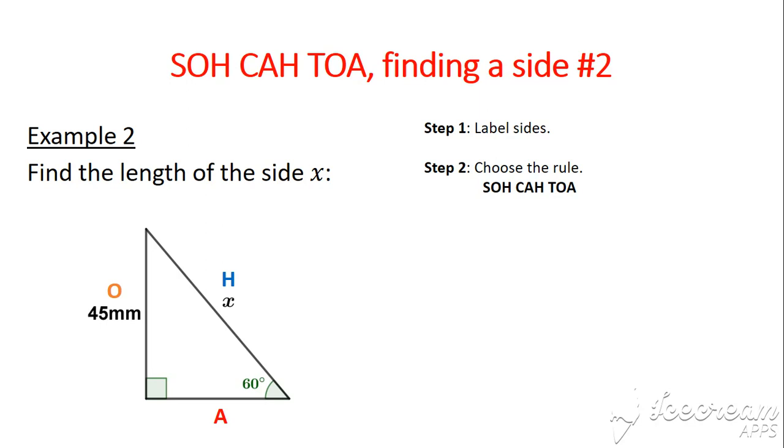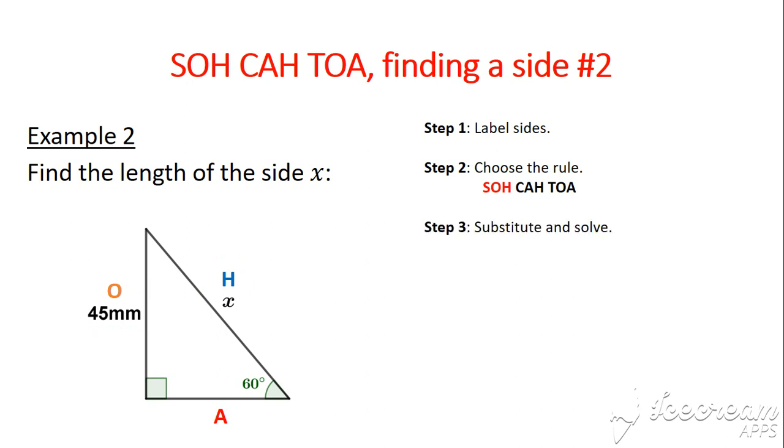Step 2, let's pick which of the following rules, the SOH, the CAH, or the TOA. And again, this is how to do it. We know the opposite is 45. We're trying to find h, which is the hypotenuse. So the rule must have an O and an H in it. The only one up here out of SOHCAHTOA that has an O and an H is the SOH rule. So we're using the sine rule.